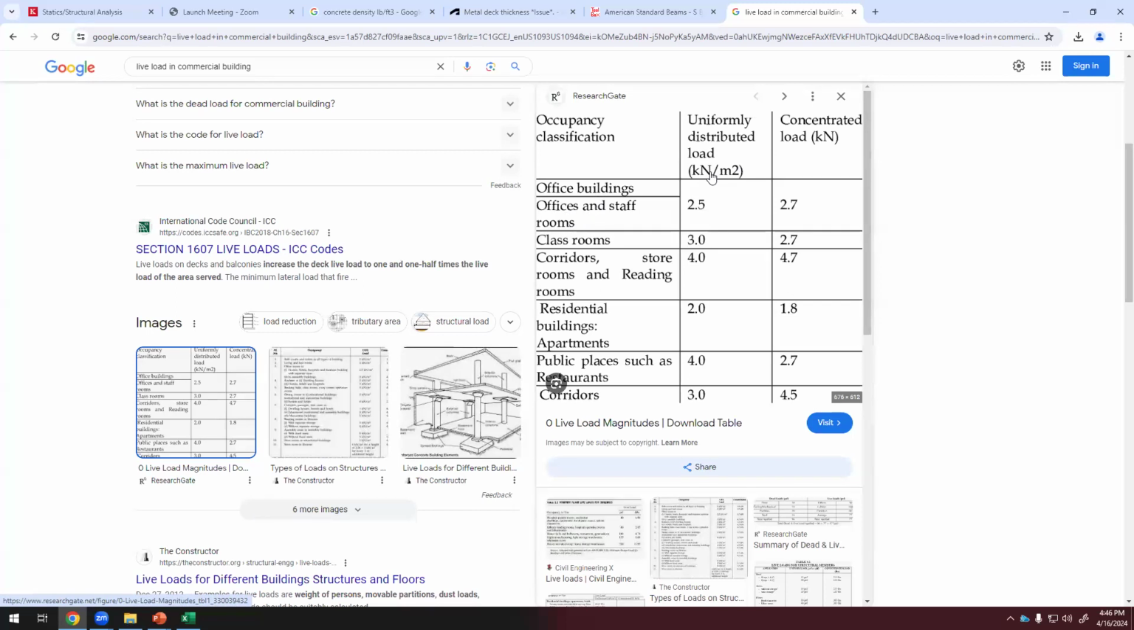We have classrooms, and this is the uniformly distributed load. This is the live load, okay? So this is people in the classroom. So it's 3 kilonewtons per square meter.